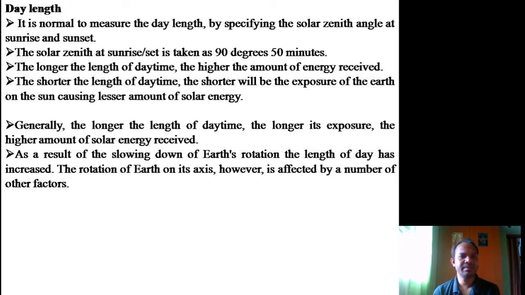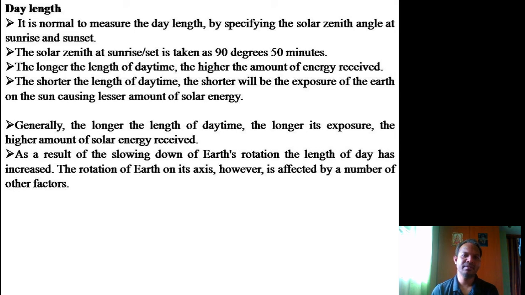The longer the length of the daytime, the higher the amount of energy received. The shorter the length of the day, the shorter will be the exposure of the earth to the sun, causing a lesser amount of solar energy. It is quite common sense. When more solar radiation is there, obviously we will get more energy. If it is less, obviously less energy. Generally, the longer the daytime, the longer the exposure, and the higher the amount of solar energy received.